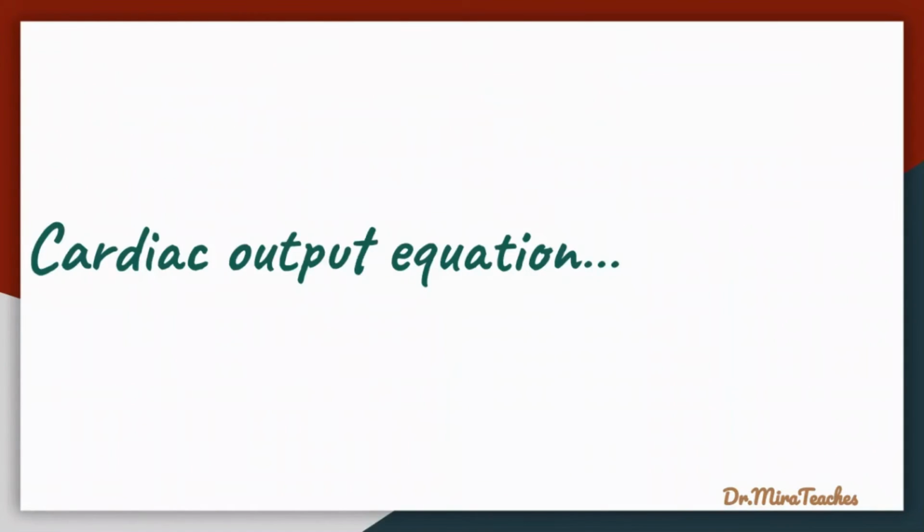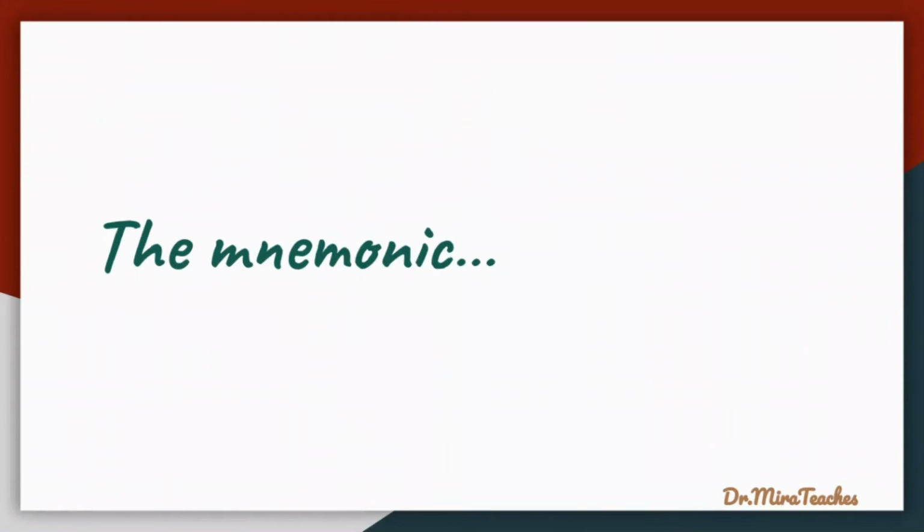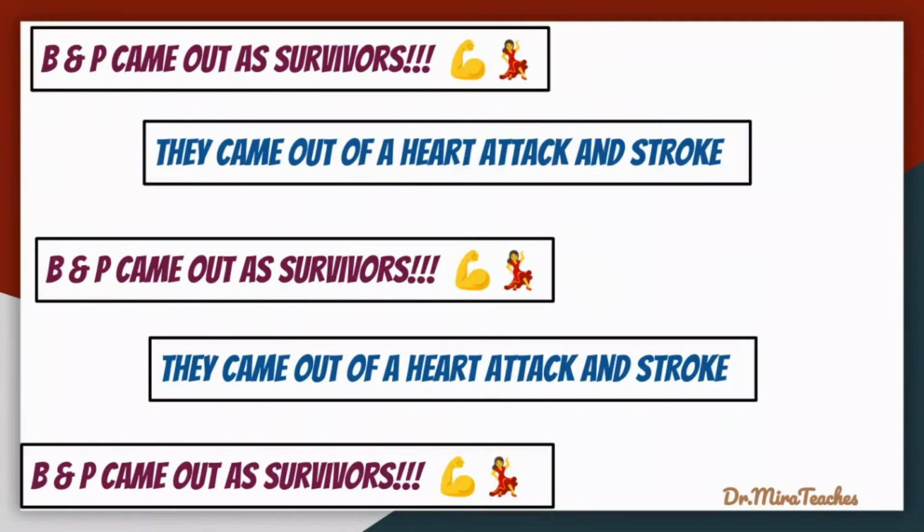So we've looked at the blood pressure equation. Let's narrow it down to the cardiac output equation. All right. So let me give you the mnemonic again. We know that B and P came out as survivors, but what did they survive? They came out of a heart attack and stroke. So that's what they survived. So B and P came out as survivors, but they survived a heart attack and a stroke.